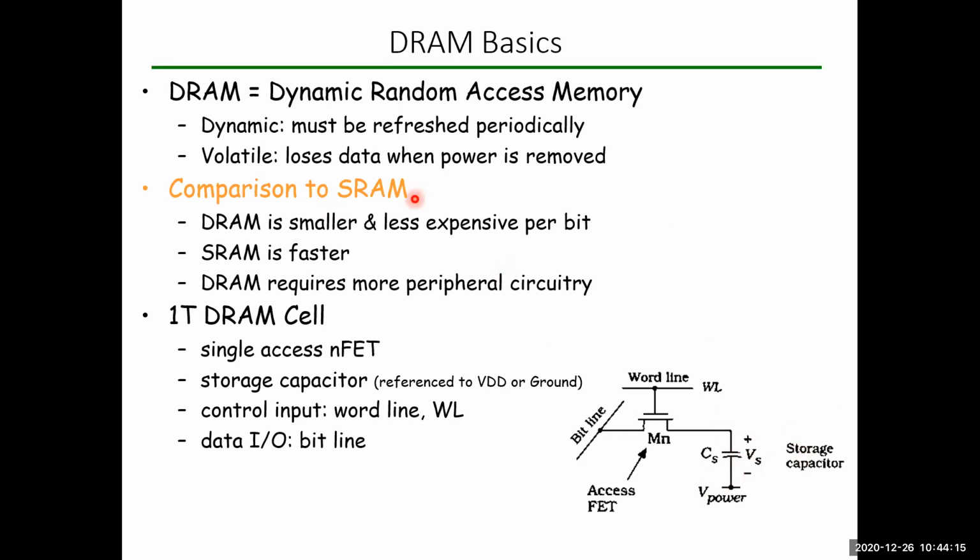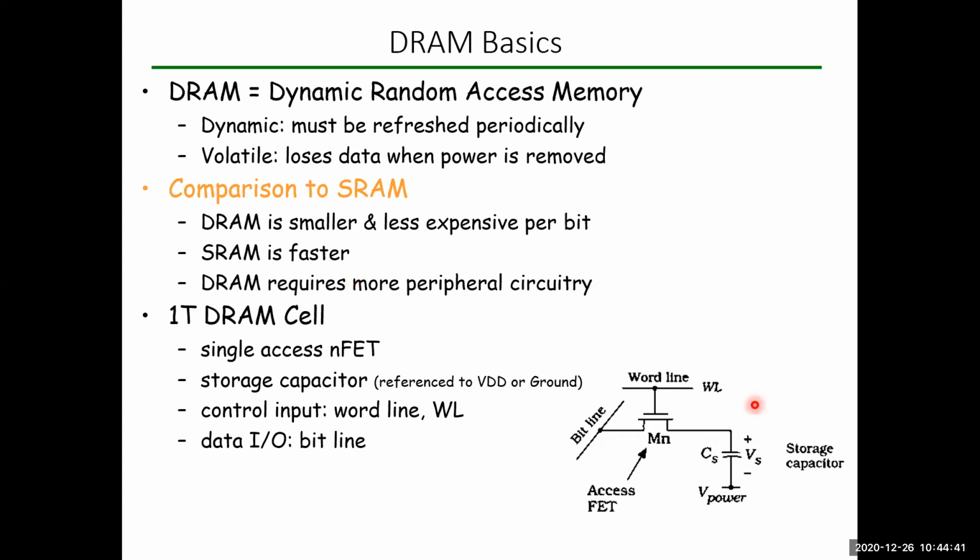So see now the comparison with the SRAM. DRAM is smaller and less expensive per bit. It has fewer transistors, so it is less expensive. In the SRAM we used either 4 transistors or 6 transistors, but when it comes to the DRAM, we are using only 1 transistor. So it is very small in size, and also less expensive compared to the SRAM.